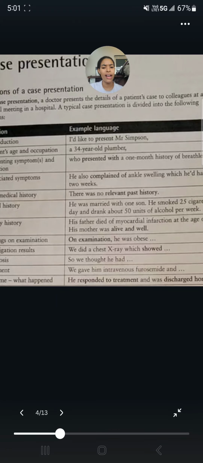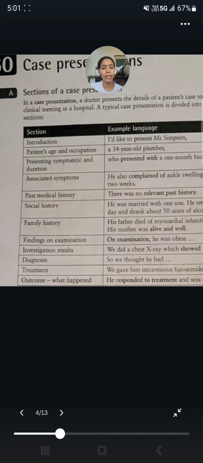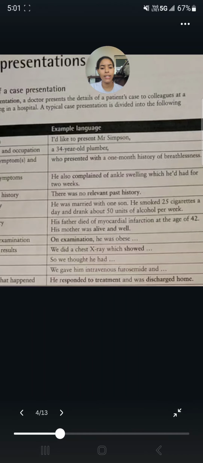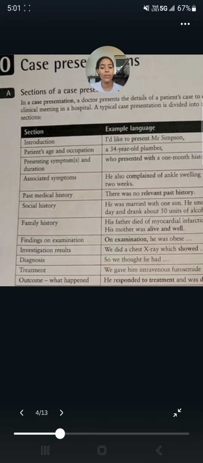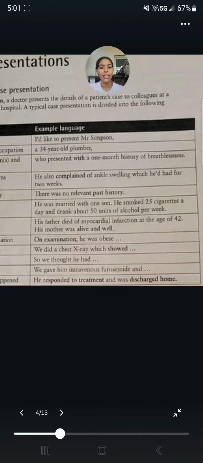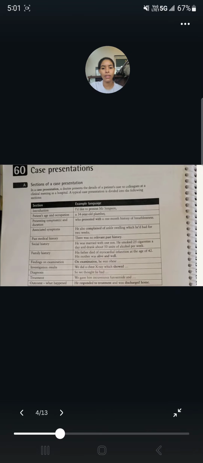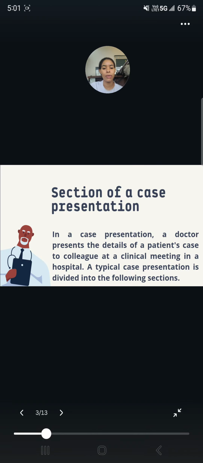Now we have the diagnosis. So we thought he had... and then treatment: we gave him intravenous furosemide. Then we have the outcome, or what happened. The example language is: he responded to treatment and was discharged home. Okay, we have seen this part.